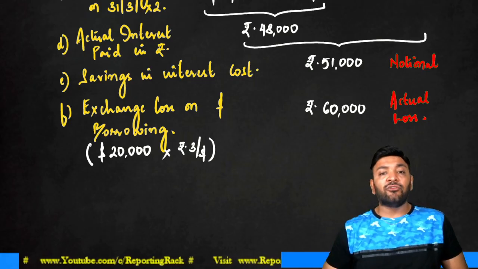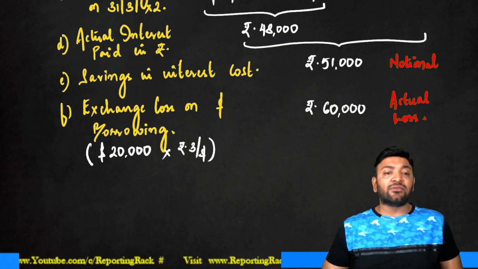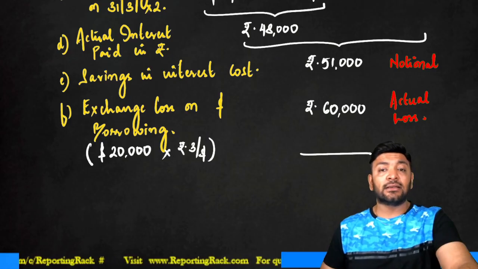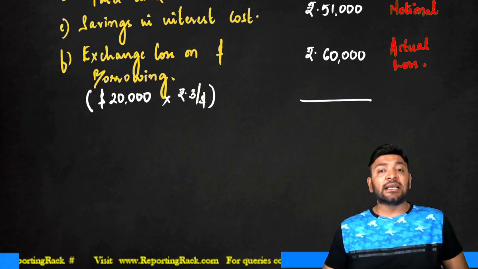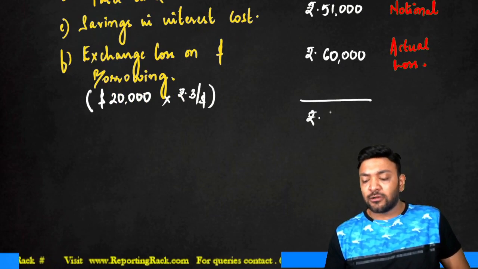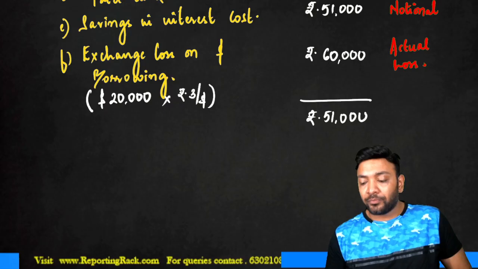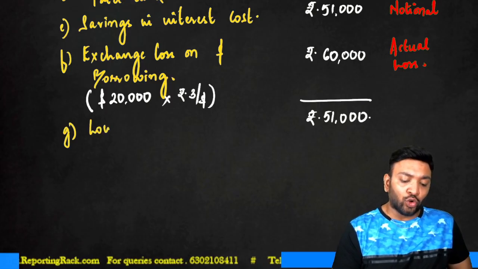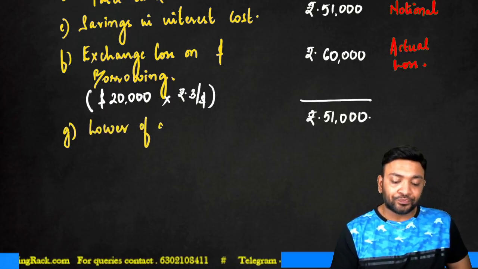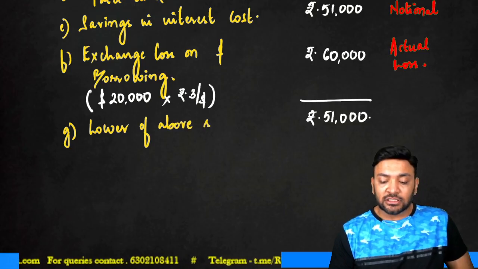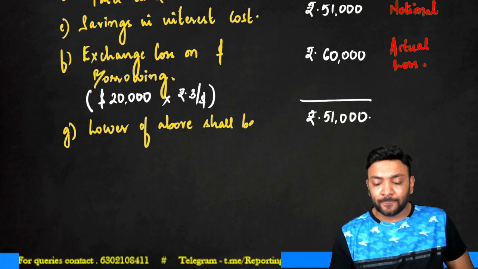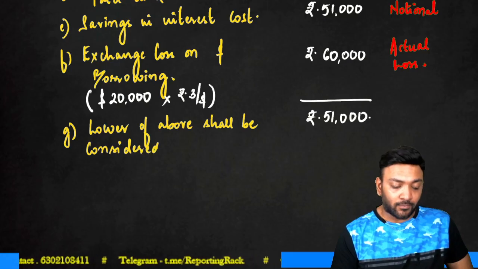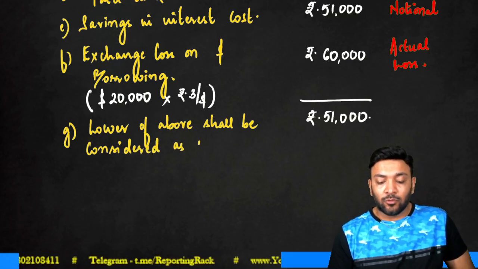Similar problem we have solved. We have taken different numbers, but this is a question which has given me different numbers altogether. Lower of these two should be considered as interest according to IND AS 23. As exchange loss, to an extent they can be regarded as borrowing cost, which is 51,000. Lower of above shall be considered as borrowing cost.